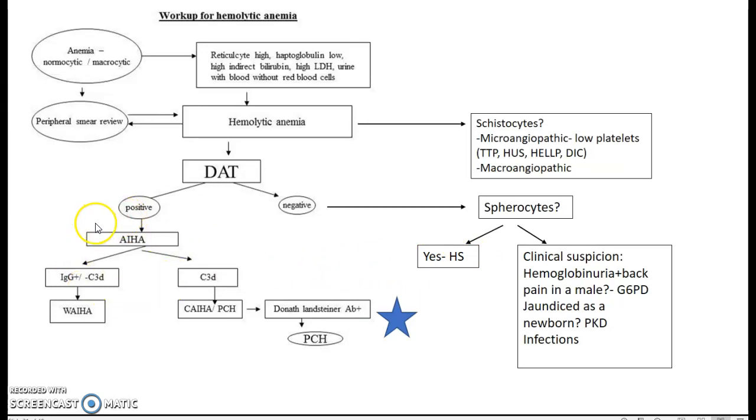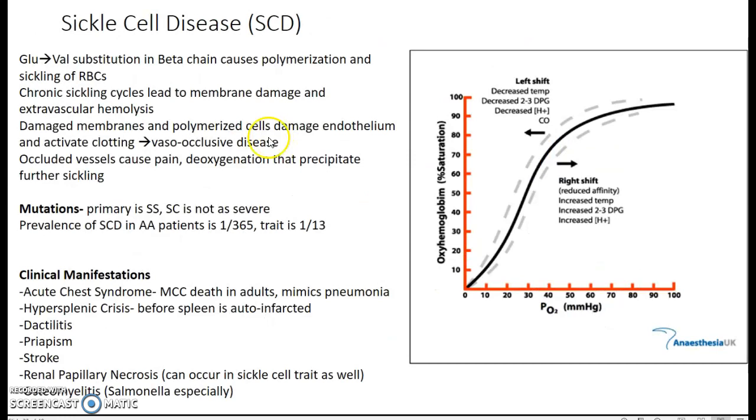We're going to go through each of these disorders. But once you get a positive DAT, you want to be able to see, okay, what's in it? IgG, you're thinking more warm autoimmune. Complement only, you can think of cold agglutinins. To distinguish between paroxysmal cold and cold autoimmune, you want to do a Donath-Landsteiner test. But that's kind of how to think through these. So let's go on to sickle cell.